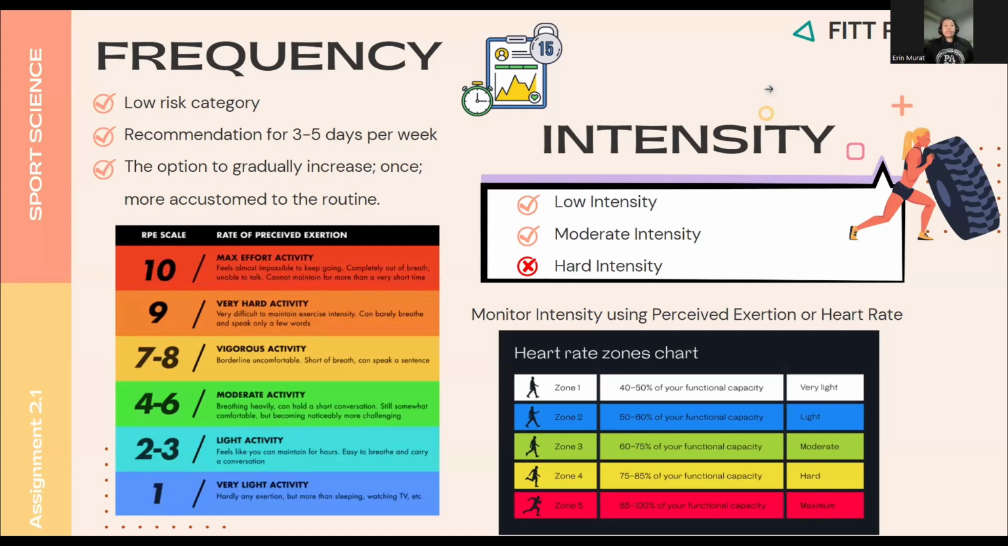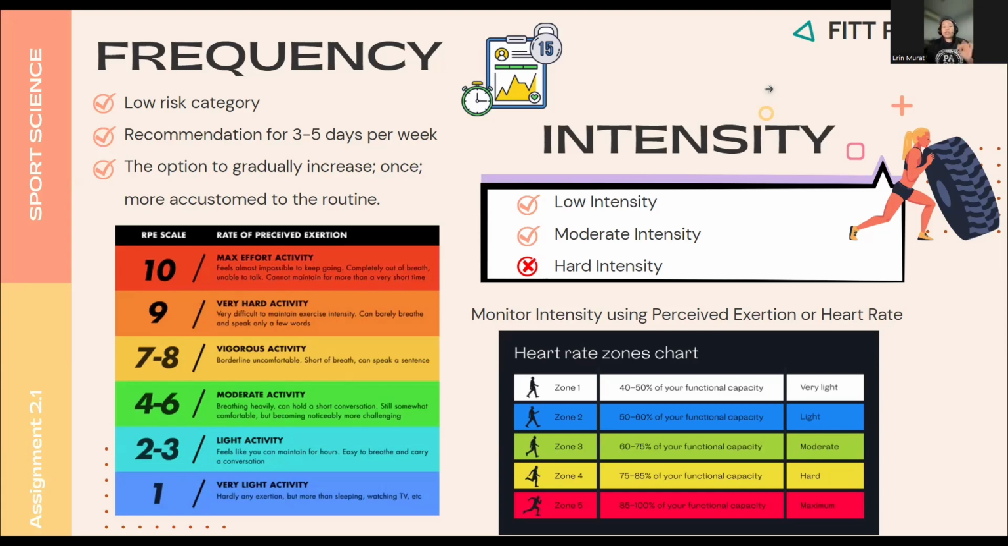Based on the case study, Miss Chan is in the low risk category. Frequency actually refers to how often Miss Chan should engage in exercise sessions per week. For someone like Miss Chan who is in the low risk category, 3 to 5 days per week for exercise sessions is recommended. However, since Miss Chan is just starting, aiming for 3 days per week might be more manageable initially, with the option to gradually increase as she becomes more accustomed to the routine. So next for the intensity, we have 3.